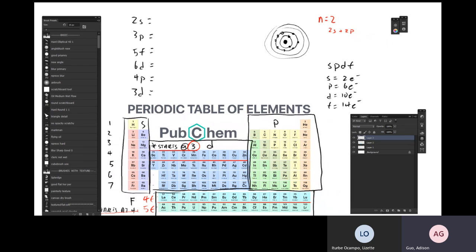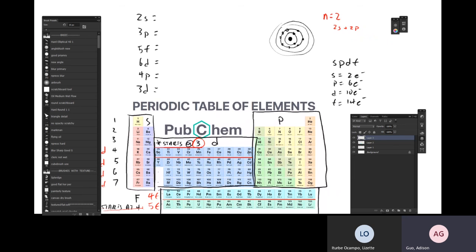For the 2s, how many electrons are there in the 2s orbital? Is it all of these? Oh, just two. I'm sorry. This is the S section, and we're looking at energy level 2, so that will be just these. So that'd be 2. What about the 3p? 1, 2, 3, 4, 5, 6. Yep. Energy level 3, the P section, 6.